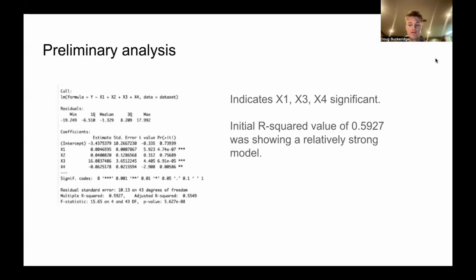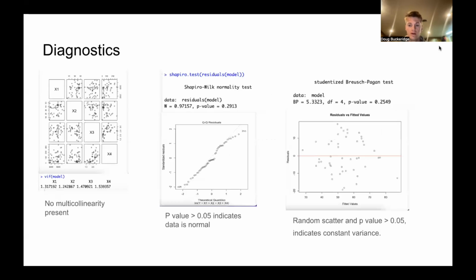So then I proceeded with preliminary analysis of the data. This indicated that X1, X3, and X4 were significant. So that's fires, rainfall, and tornadoes. And then also showed an R squared of 0.59, which is a relatively strong model. This was surprising that X2, being droughts, was not a strong predictor, as this kind of went against literature.